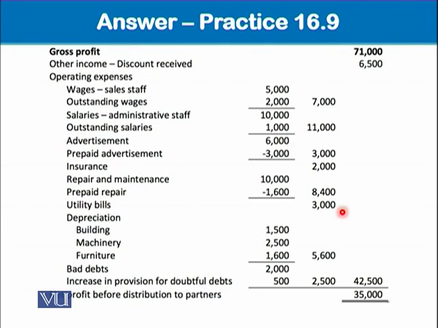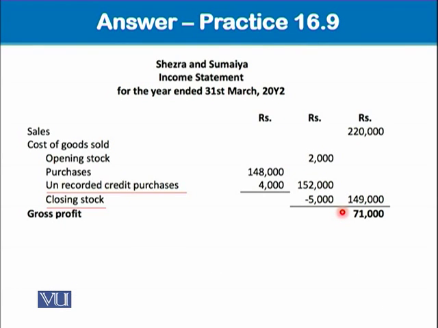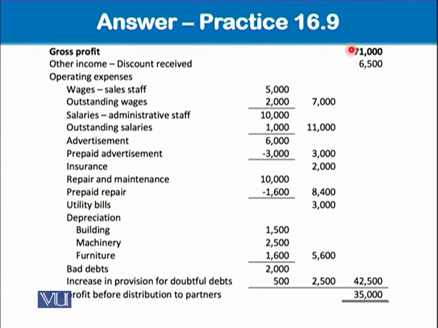Okay, let's move forward. Gross profit is 71,000. We took it from here and put it over here. All right. And other income, which is the discount received, we remember that it was appearing in our trial balance on the credit side. So discount received 6,500 is there. All right. Well, it's done.